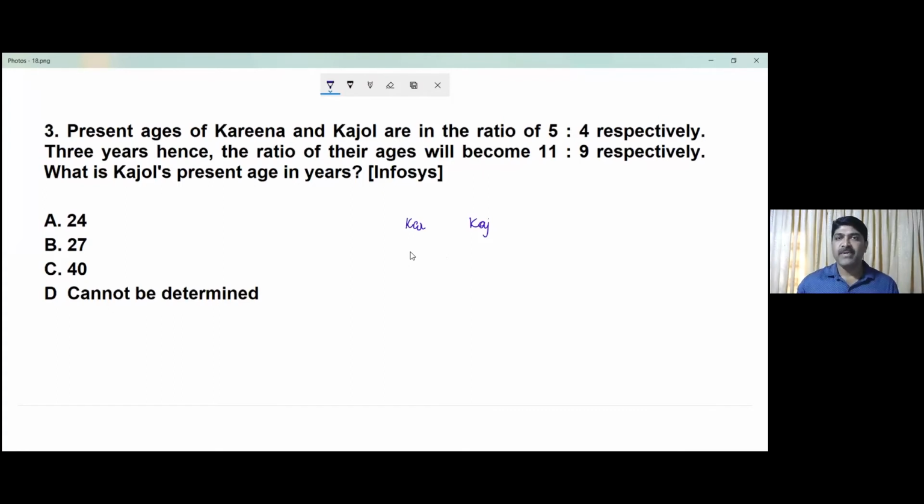So first we have to write the ratio of their ages, Kareena and Kajol. So this is the ratio of their present ages. Before considering the further details, in most of the cases, from this first arrangement itself, you will get the answer if you're lucky. Here, we know that this question's answer, "cannot be determined", is not right, because it's possible to find a value.